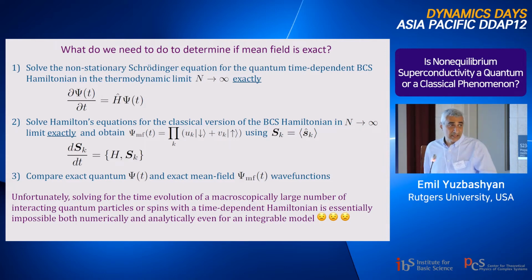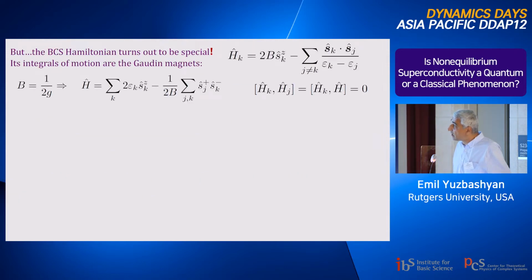So this sounds like a nice program, but unfortunately, solving for the time evolution of a macroscopically large number of interacting quantum particles or spins with a time-dependent Hamiltonian is basically impossible, both numerically and analytically, even when your underlying model is integrable, such as, for example, the one-dimensional Hubbard model or the XXZ model or the Lieb-Liniger model. But it turns out that the BCS Hamiltonian is special.